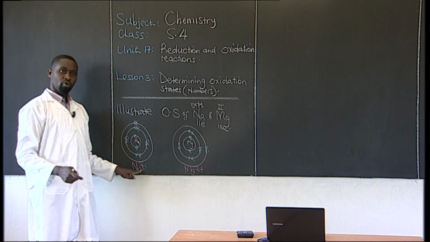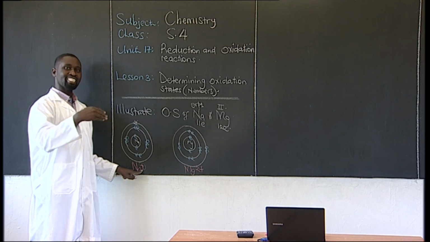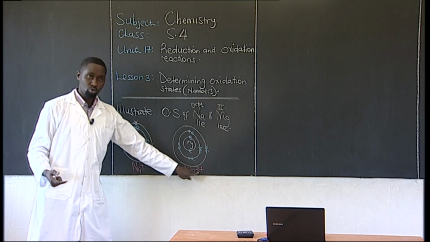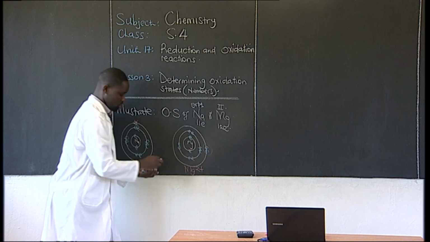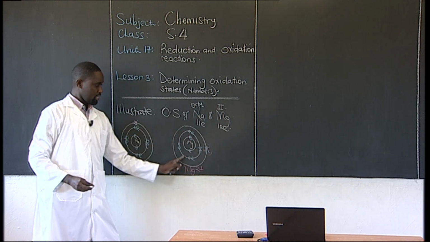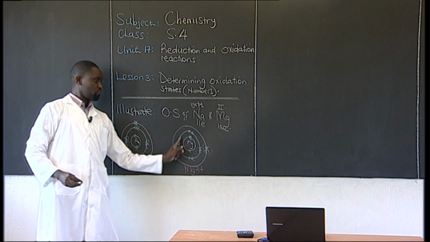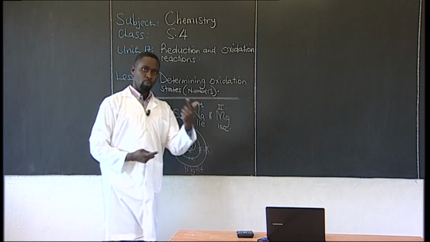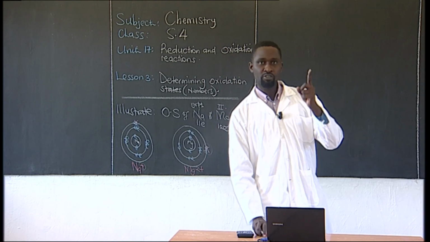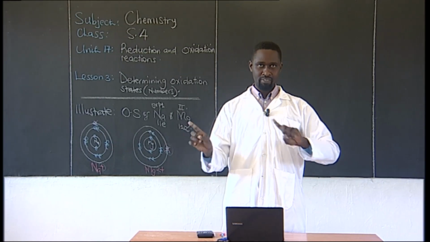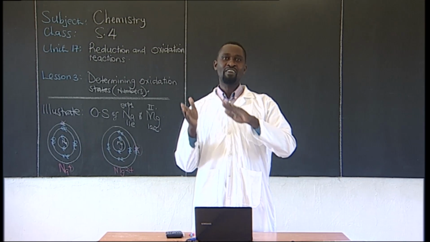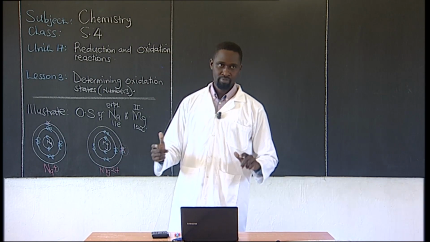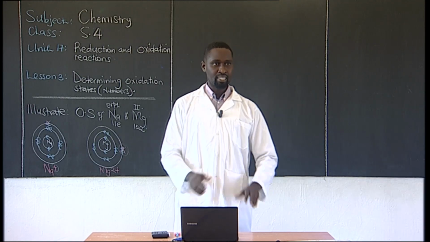So group 1 will always have a positive 1 because they easily lose the outer electron to form a positive 1. Group 2 lose 2 electrons to attain the stable electronic configuration with octet arrangement. So in this case, any group 1 and group 2 will always have a positive 1 and positive 2, respectively, because they have high tendencies of losing 1 electron and losing 2 electrons. I think that is very understandable.